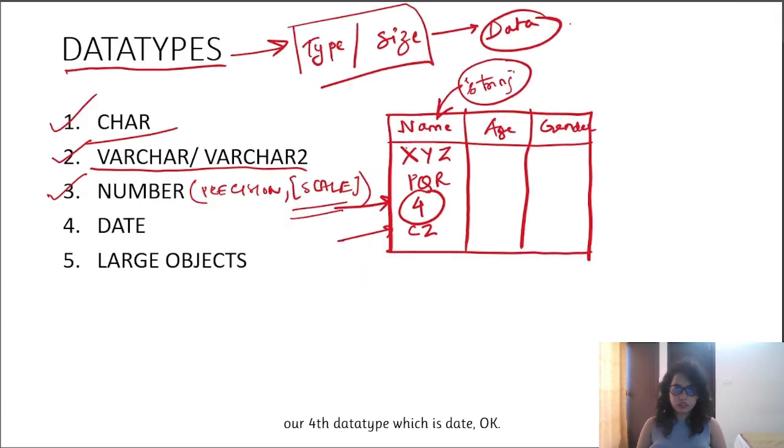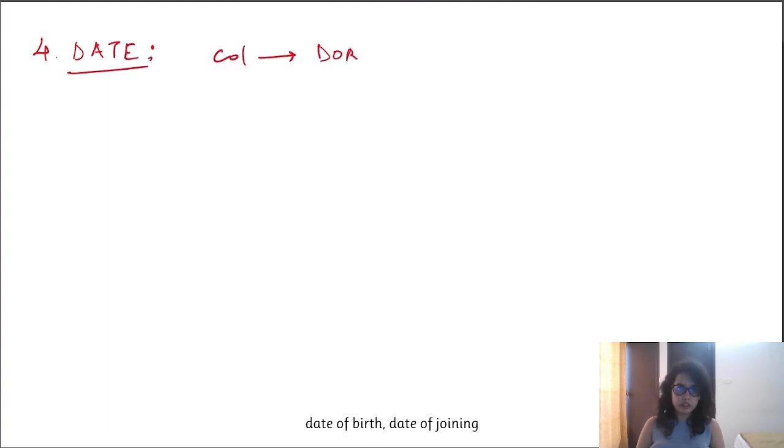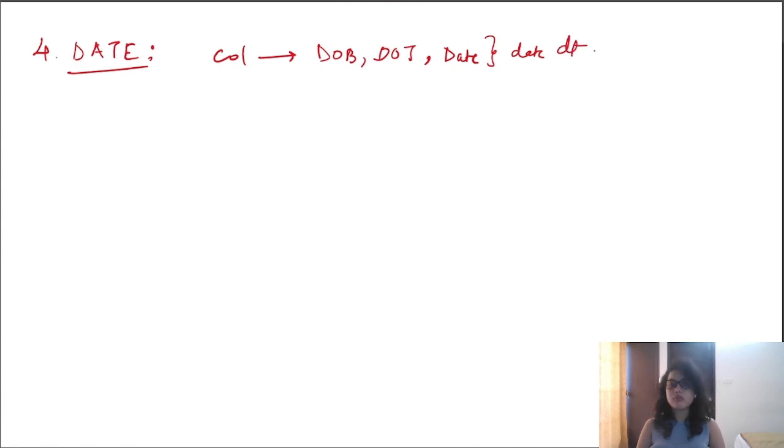Coming to our fourth data type, which is date. So fourth is date data type. It's simple. Whenever a column consists of date of birth, date of joining, or anything related to date, we'll use which data type? Date data type. Okay, first thing is this. Syntax is simple.